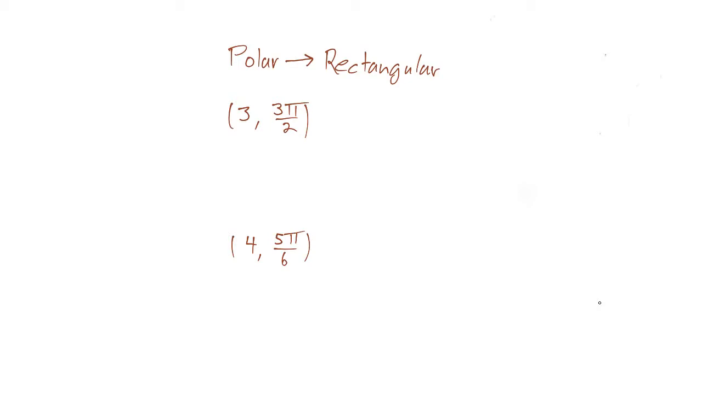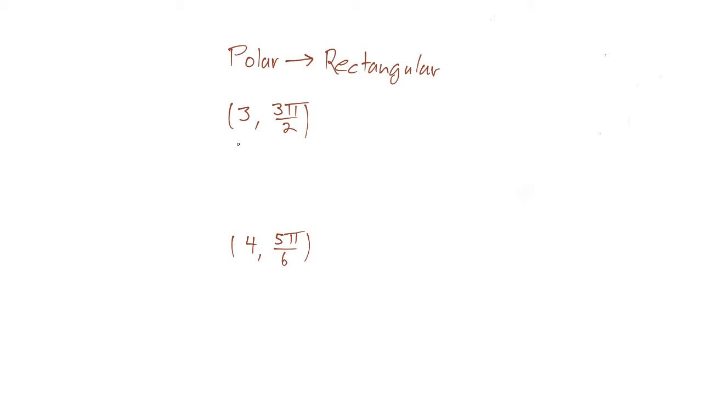Today I'm going to show you how to convert between polar and rectangular coordinates. The easier direction here is to go from polar to rectangular, so that's where we'll start. So first, let's convert the point (3, 3π/2) from polar coordinates into rectangular coordinates.